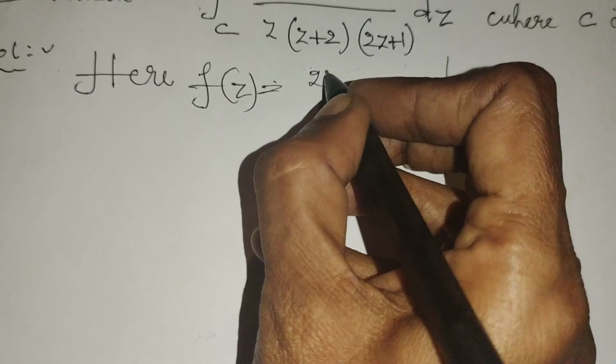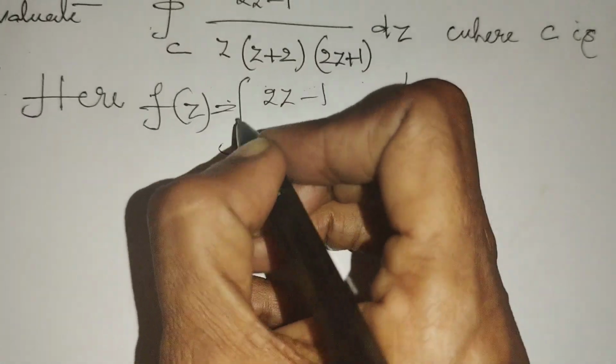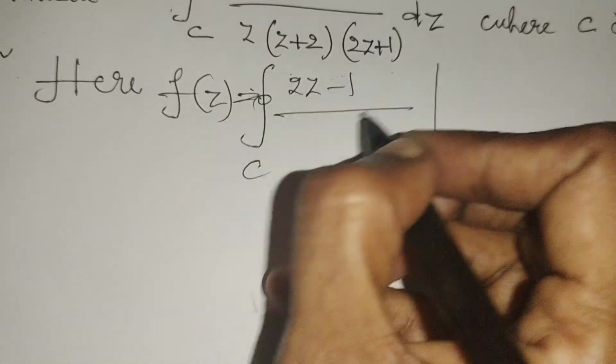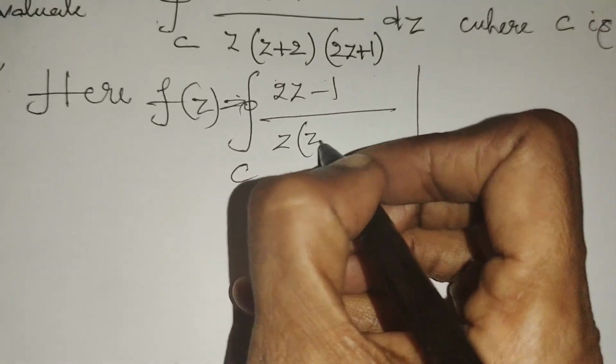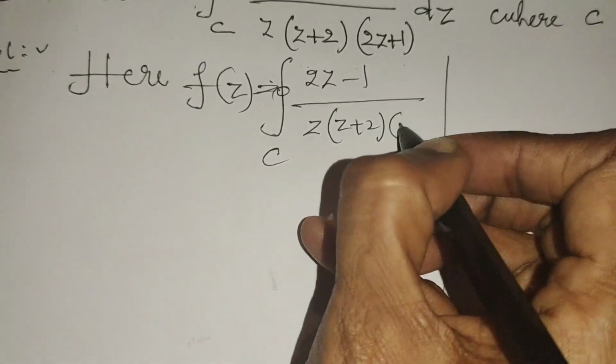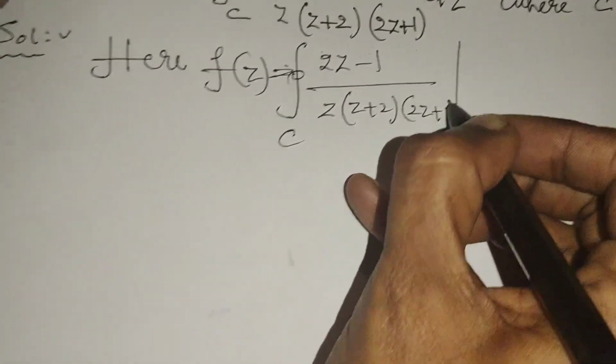Okay, here once again, let me write the given problem. f of z equals 2z minus 1, integral over c of (2z minus 1) by z into (z plus 2) into (2z plus 1) dz.